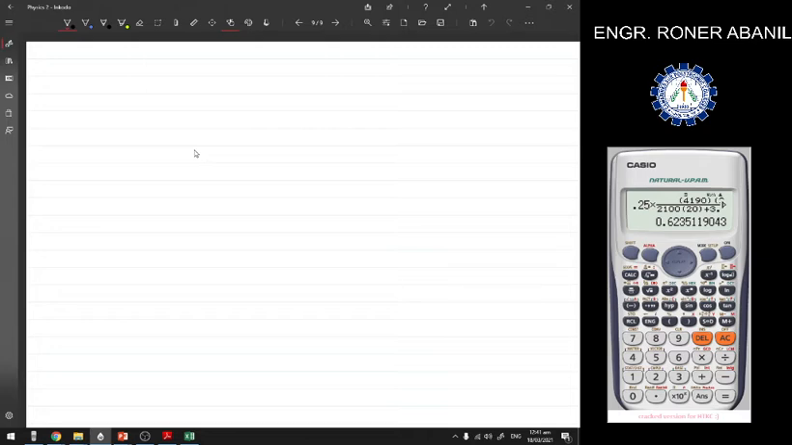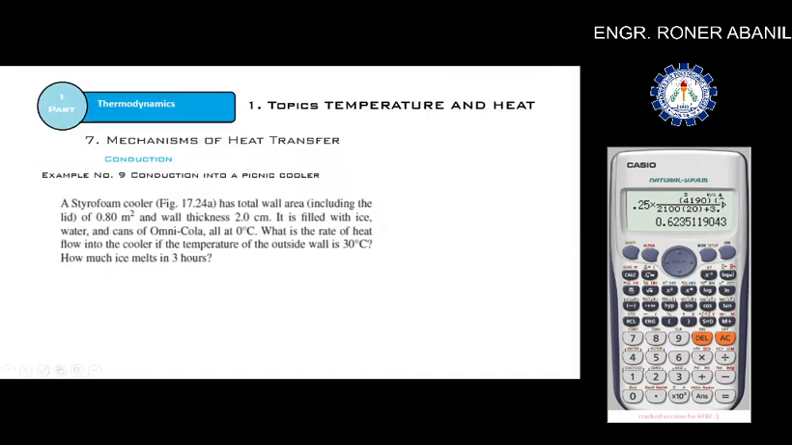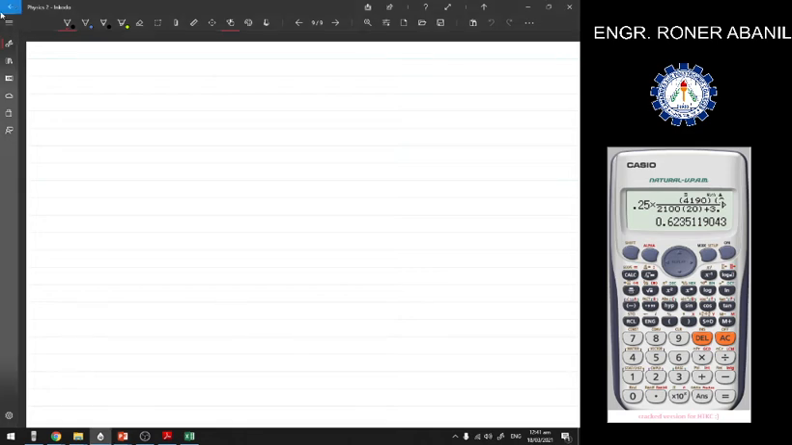Paano natin to i-approach? So, this is problem number 9. So, yung target natin dito are H, no? Yung H yung hinahanap natin dito. Tapos, yung mass ng ice na namimelt.